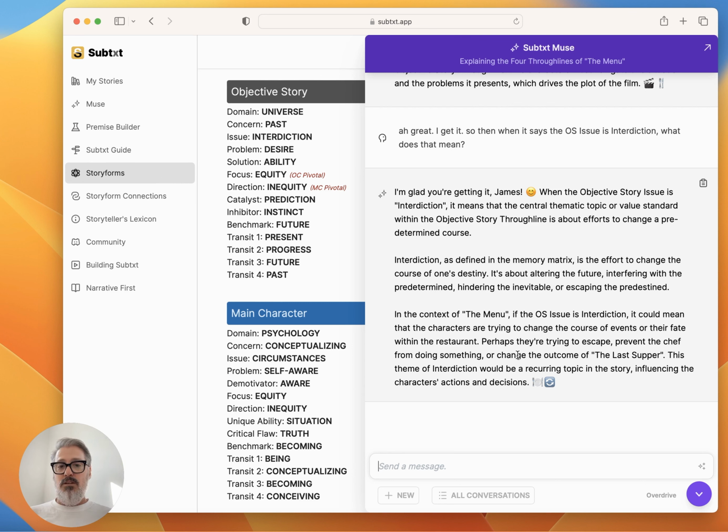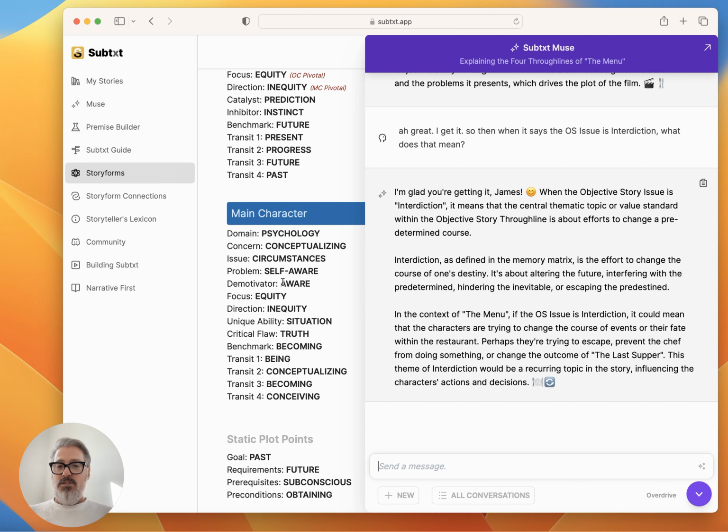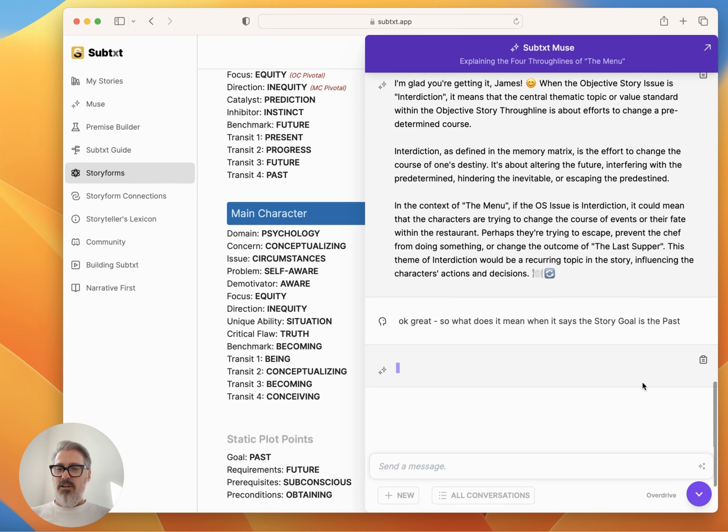So that's what I'm saying. You can learn anything you want to. And like I said, there's all kinds of different films. There's romantic comedies, all kinds of different television shows, everything. Like here, it says the story goal is the past. Okay, great. So what does it mean when it says the goal is the past? That's weird. How do you have a goal of the past? Hopefully it'll do a good job of explaining it here.